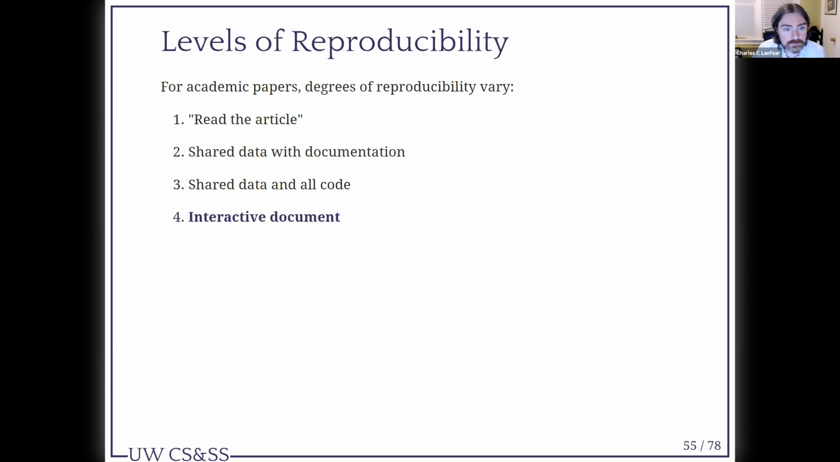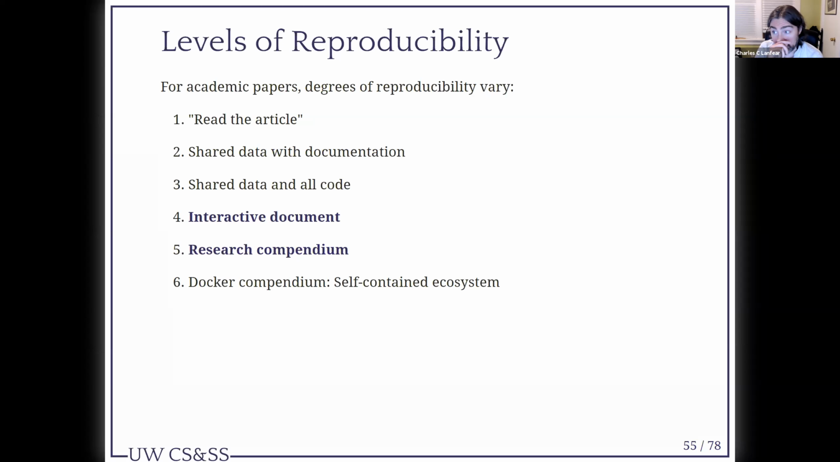The next thing is an interactive document. This is actually an R Markdown document. This is something that weaves together the computation and the results into a single document. It's a little bit beyond just the code, but it's not a super well-defined line. Above this are research compendia, which I'll talk about in a minute.